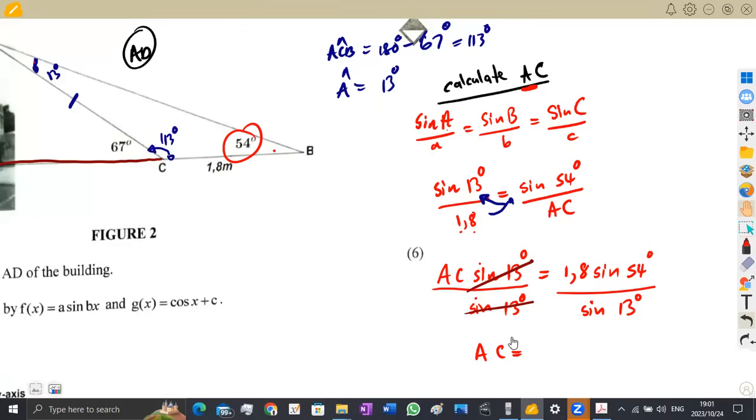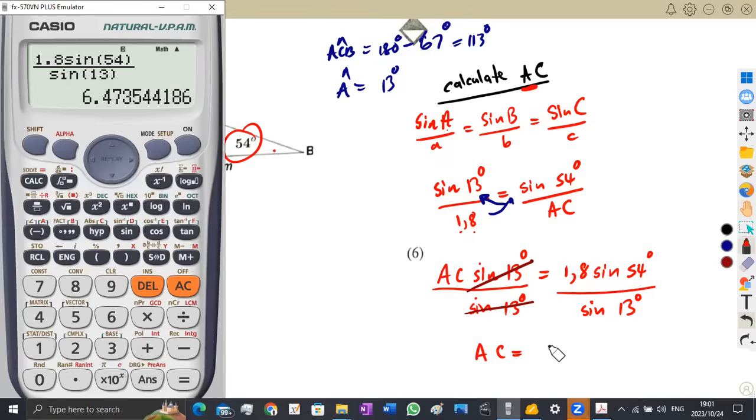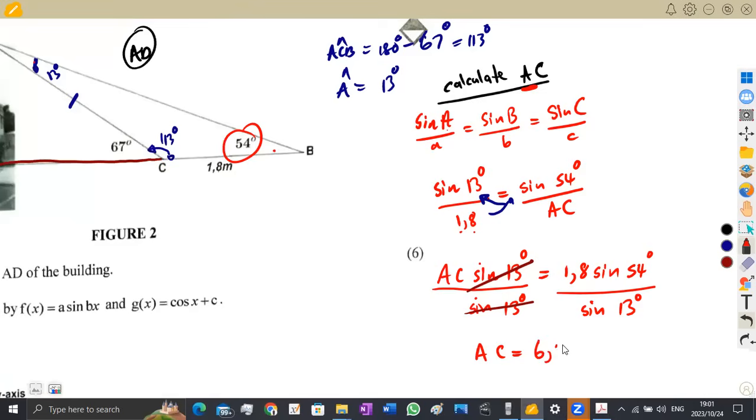So like I said, we are considering AC. You choose which part you want to work with. All right, so meaning to say this will be 6,474. The units there are in meters. So that's for the length AC.